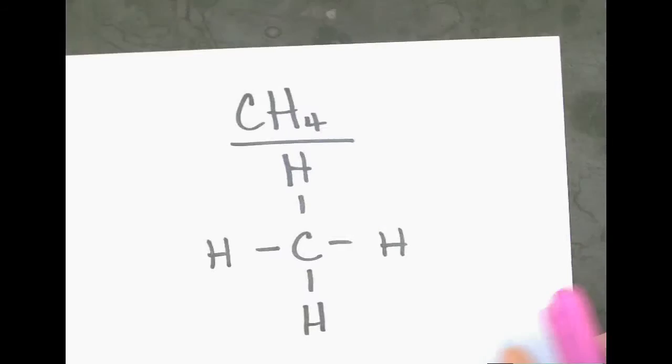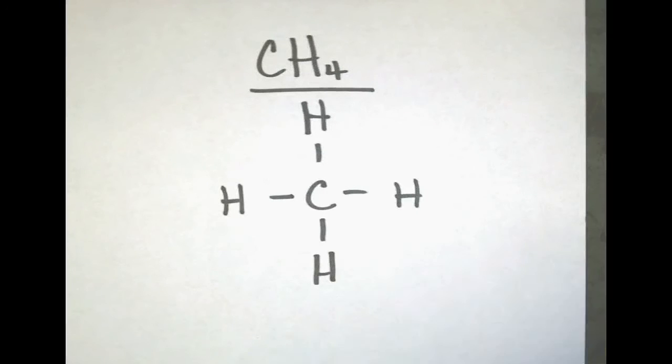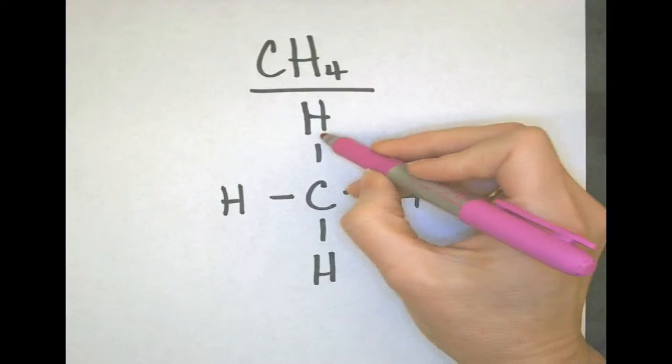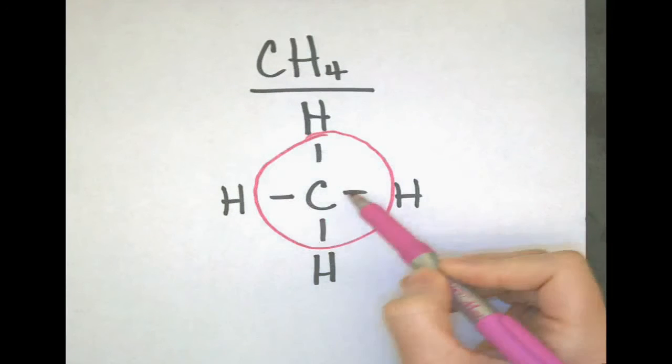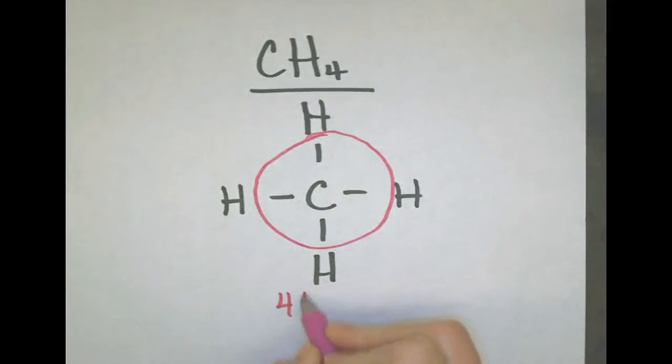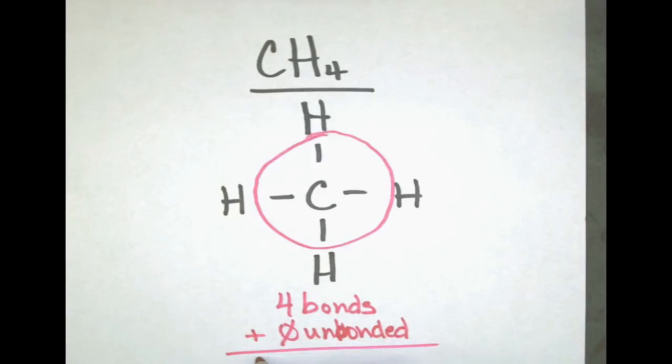Example number 2. We have methane, CH4. So again, we're going to start with the idea that we circle the central atom and any bonds or unbonded pairs associated with it. So I see 1, 2, 3, 4 single bonds. So I say I have 4 bonds. There are no unbonded pairs, so I have 0 unbonded. Adding those together tells me that I have 4 structural pairs.